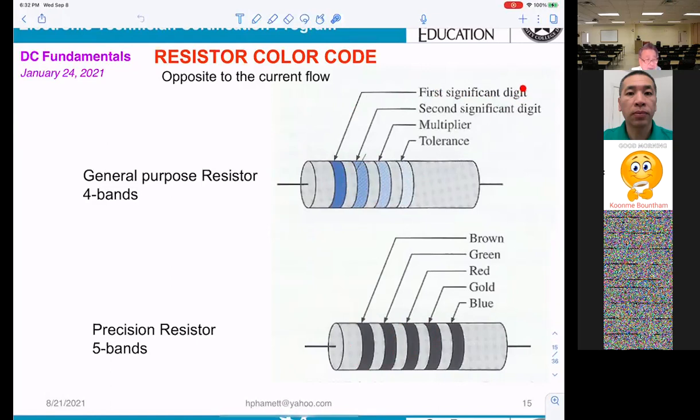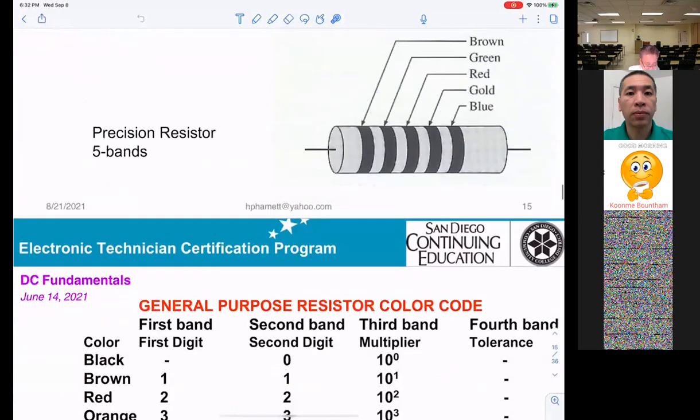Now, by the definition, the first band is the first significant digit, the second band is the second digit, the next is the multiplier, and the last one is the tolerance. That applies the same for precision.